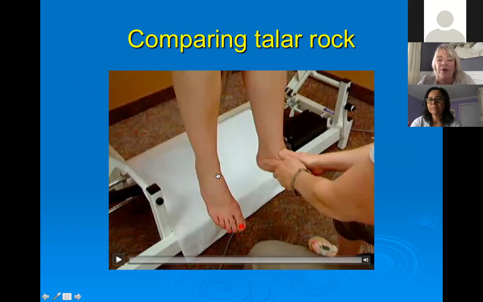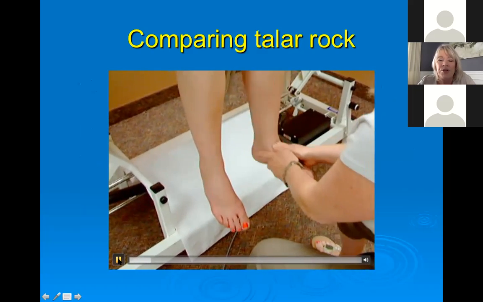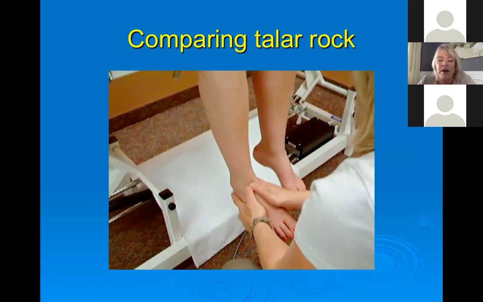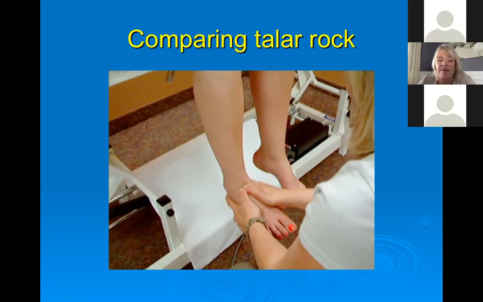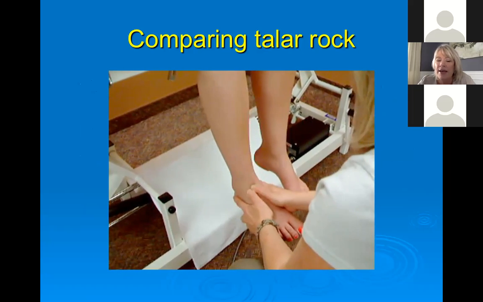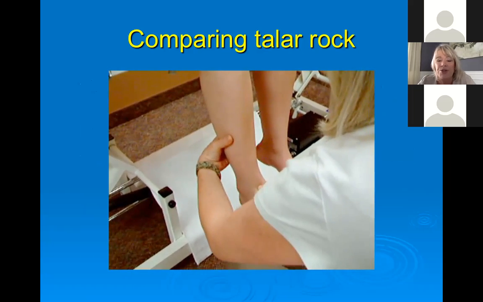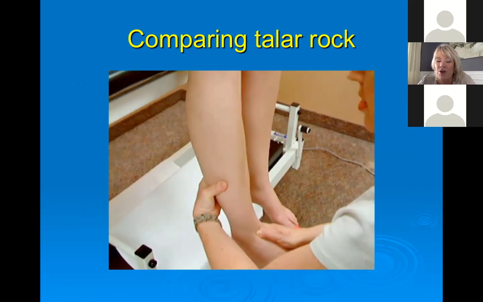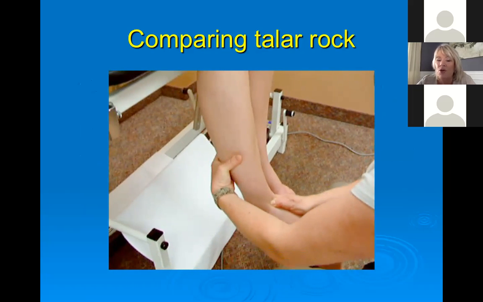So here we're comparing a talar rock on the left side, which is good. It's got nice mobility. That talus is able to rock posteriorly. Compared to the other side, that's it. That's the restriction. Now, again, that could be an articular restriction, but it could also be a myofascial one. And so what I'm trying to do here is explore the medial aspect of the gastroc soleus to see if there's a connection between the tissues there and my thumb that's on the talus.